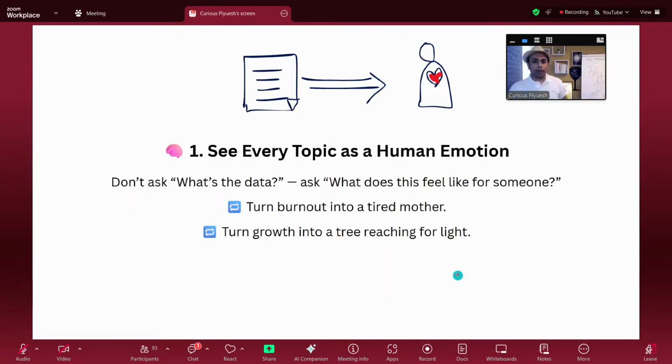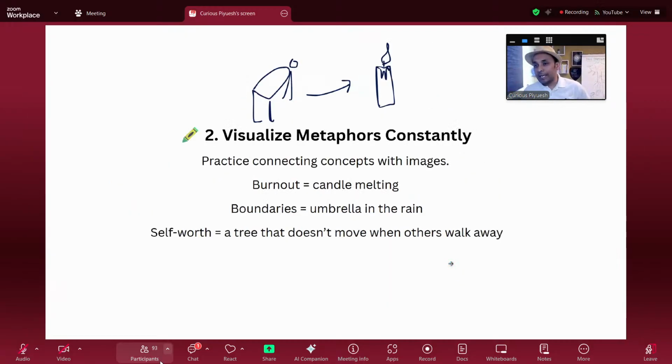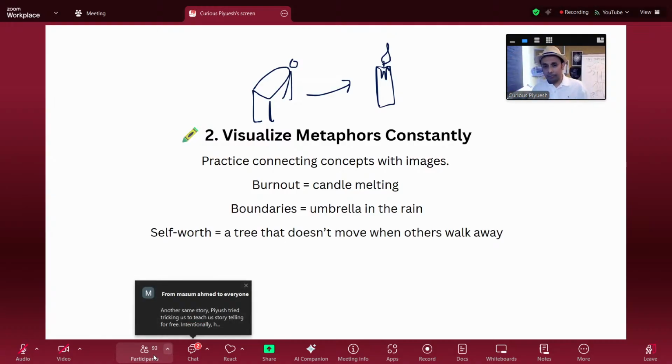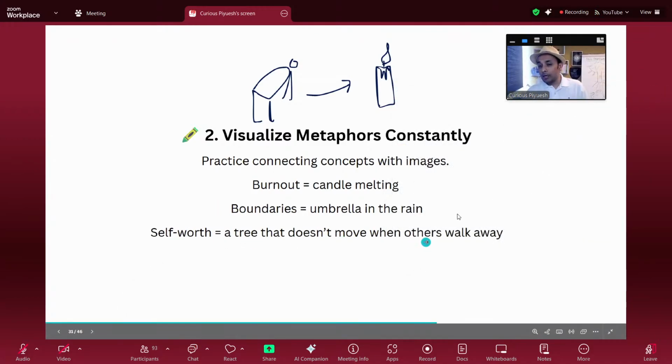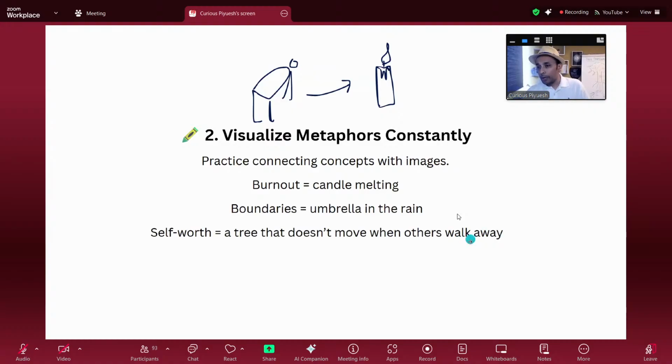Okay, come to the second point. Visualize metaphors constantly. Whatever you see, try to think of a metaphor. So, burnout is a fact. What can be a burnout? Oh, a candle melting. Boundaries: let's say you are setting up boundaries. What could be boundaries? An umbrella in the rain. And I'm pretty sure people from my mentorship program are already thorough with this. You're already thorough with thinking in metaphors. Self-worth: what is self-worth? A tree that doesn't move when others walk away.